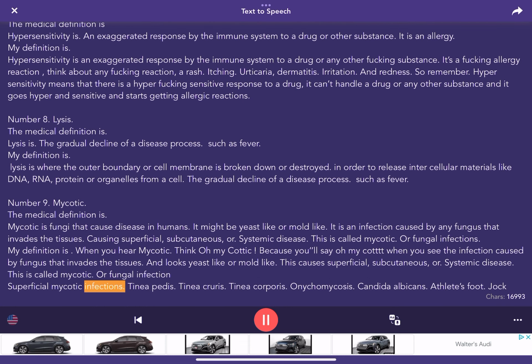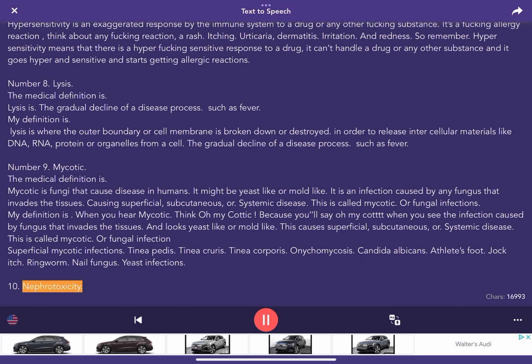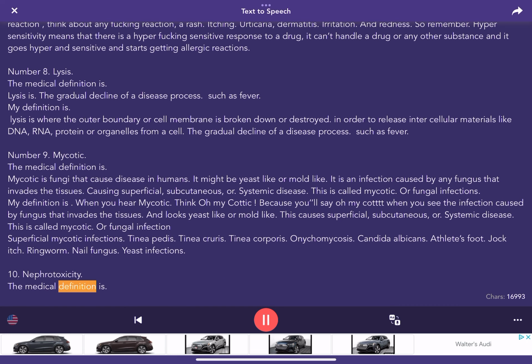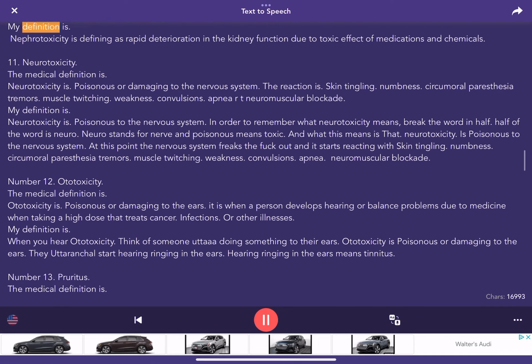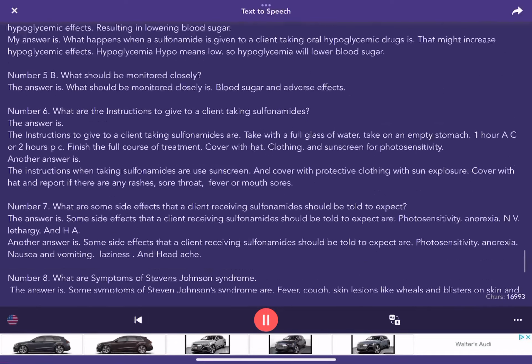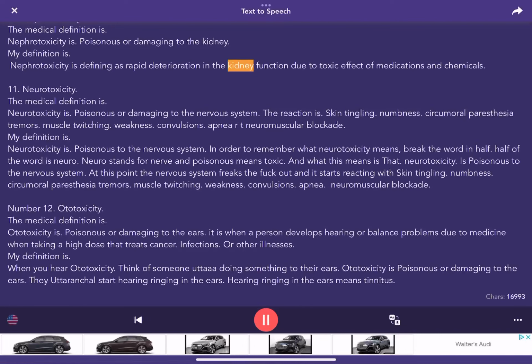Superficial mycotic infections: Tinea pedis, Tinea cruris, Tinea corporis, onychomycosis, Candida albicans, athlete's foot, jock itch, ringworm, nail fungus, yeast infections. Number 10. Nephrotoxicity. The medical definition is: nephrotoxicity is poisonous or damaging to the kidney. My definition is: nephrotoxicity is defined as rapid deterioration in the kidney function due to toxic effect of medications and chemicals.